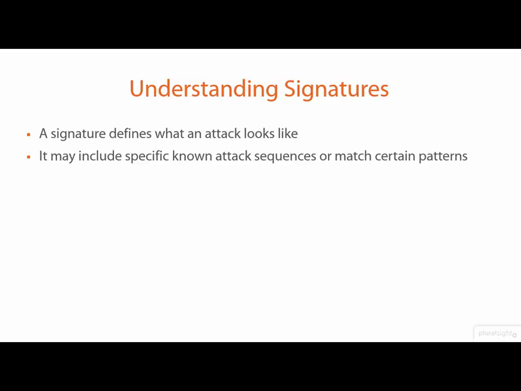Now this may include very specific attack sequences, and we'll look at some of those in a moment, or it could come down to a more generic pattern match. There's really no one single way of implementing this, but the important thing to understand for this module is that the sort of signatures we're going to look at evading are the ones that are normally pretty explicit about what they know to be bad.